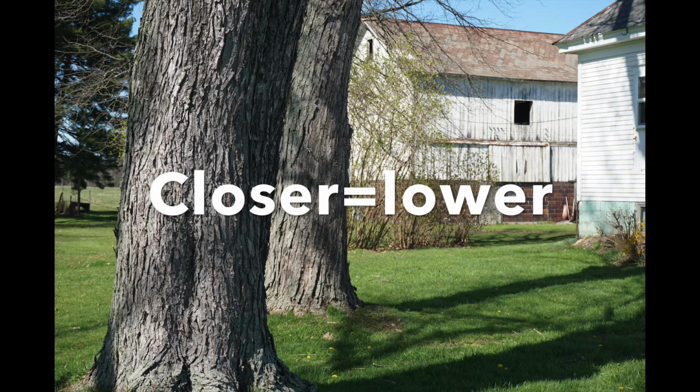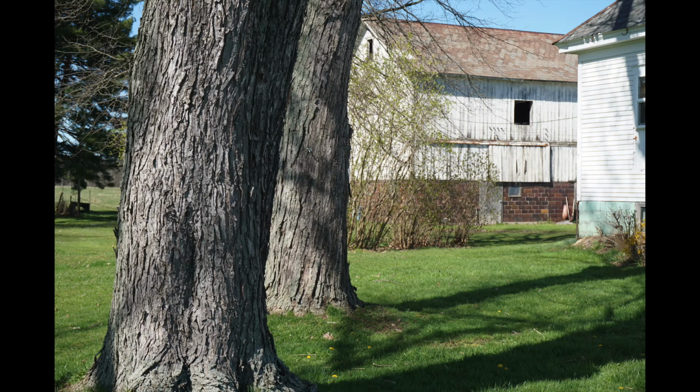Objects that are closer to us appear lower in the picture. So for instance, the tree that's in the foreground, well, our brains tell us it's in the foreground, but our logic as artists says so because the roots of that tree in the foreground are very close.